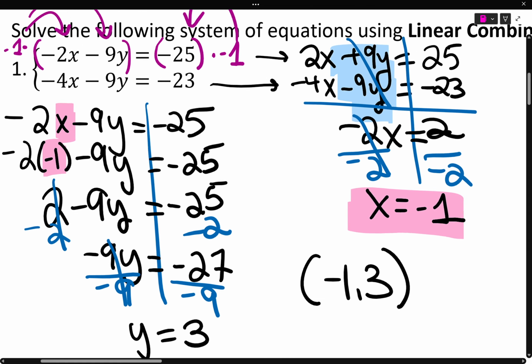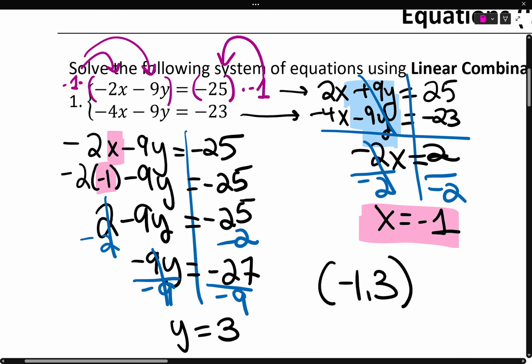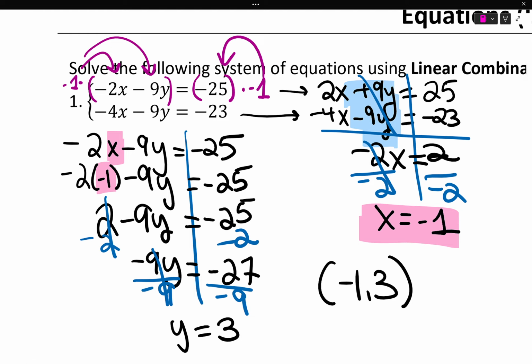All right. This is the best case scenario. Most of our systems of equations are going to look like the next one, where we have to mess around with both the top and the bottom equations.